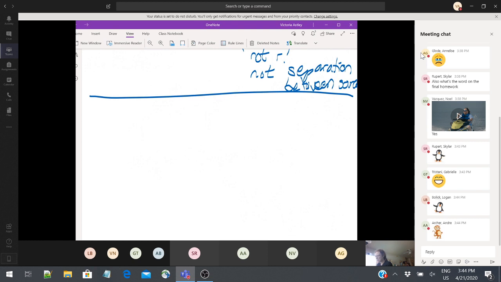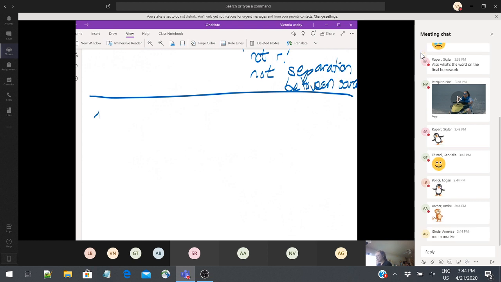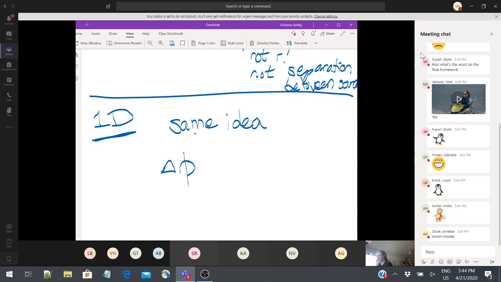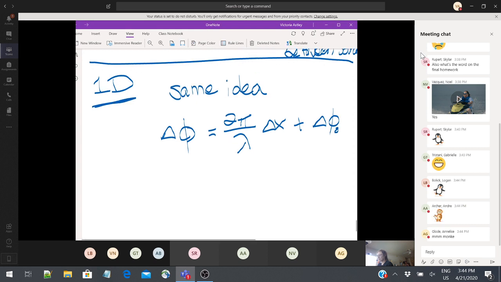Okie doke. So now we're going to talk about 1 dimension. 1 dimension is actually easier than 2 dimensions, which is why I do 2 dimensions first. So the same idea. Our delta phi is 2 pi over lambda times delta x. What's delta phi not? Okay.